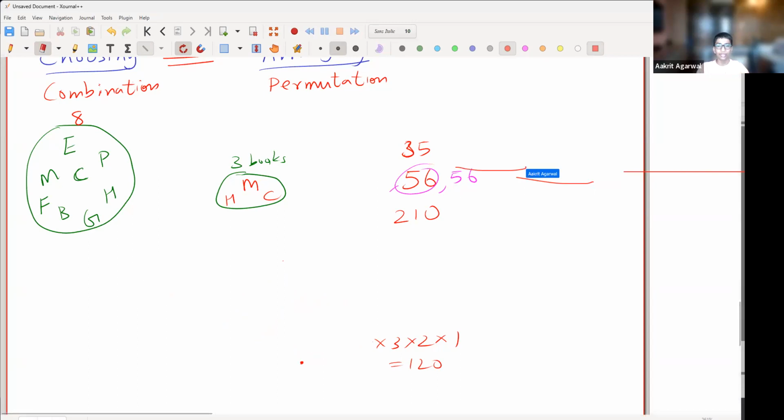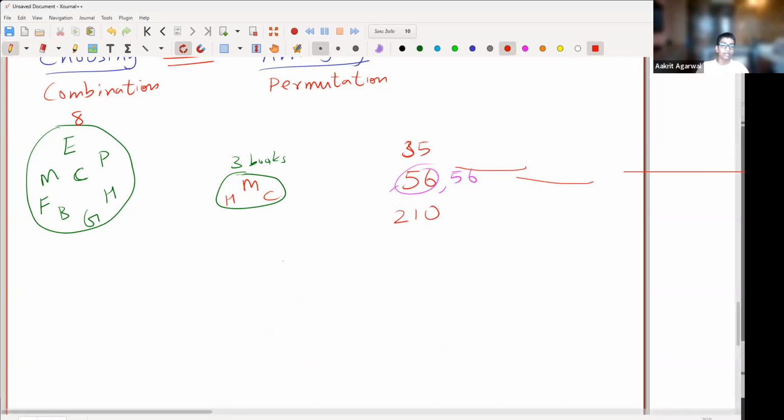For which books you could put in. Suppose you want to put in English. For the first book, you have 8 choices. For the second, you have 7 choices because 1 is already taken. And for the third one, you have 6 choices.